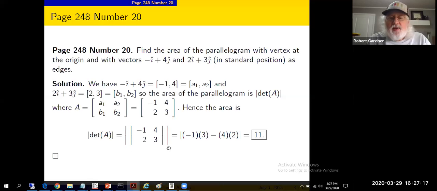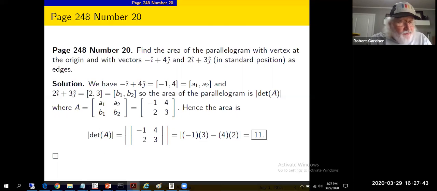So we'll take the absolute value of the determinant. The determinant of this 2x2 matrix would be -1 times 3 minus 4 times 2. That's -3 minus 8, which gives us -11. We take the absolute value of that and we get 11. The area of that parallelogram is 11.